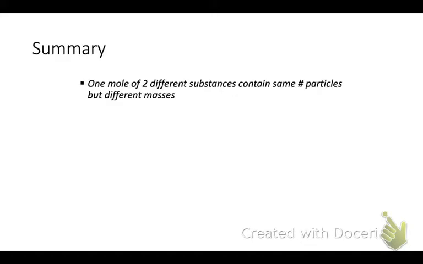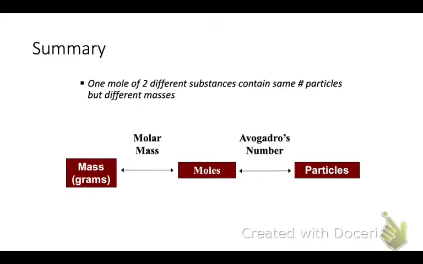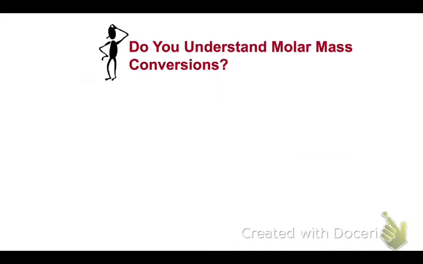So in summary, 1 mole of 2 different substances will contain the same number of particles but different masses. A mass can be converted to mole using the molar mass conversion. Mole can be converted to particles using Avogadro's number. So let's see if we understand molar mass conversion.